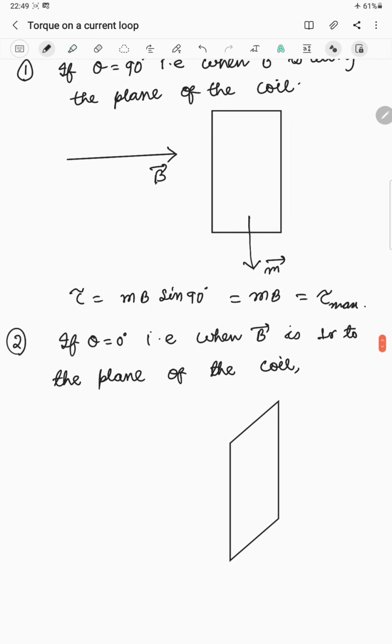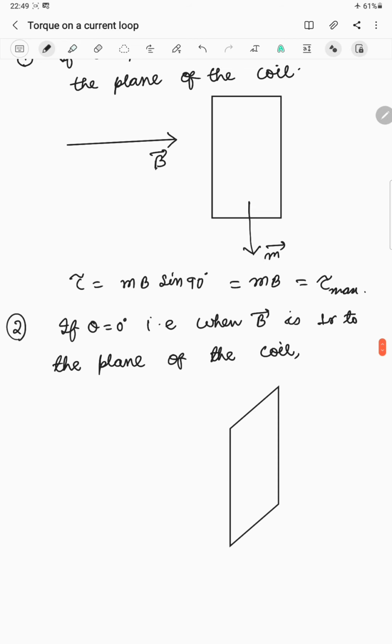Fine, this is it. Here it indicates that the magnetic field is perpendicular to the plane of the coil. Clear? So this is the magnetic field, and what will be the direction of the M vector? It will be along this. The M vector will be along this.